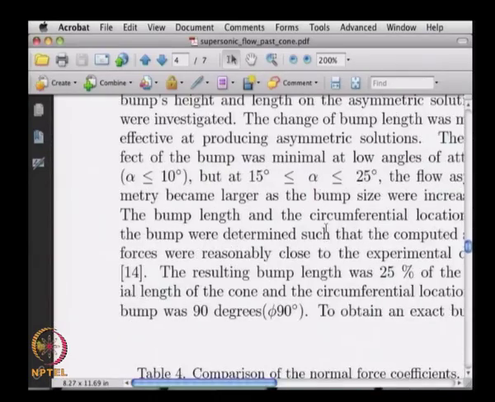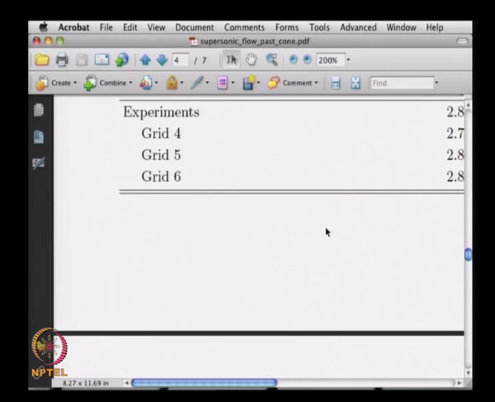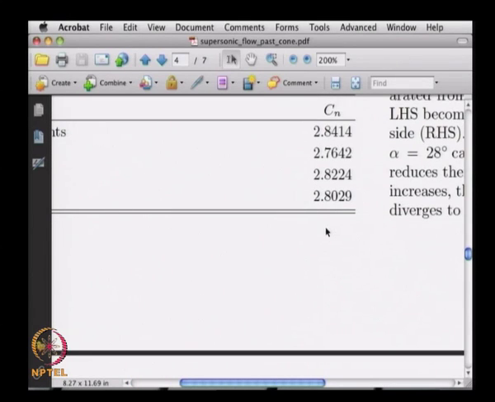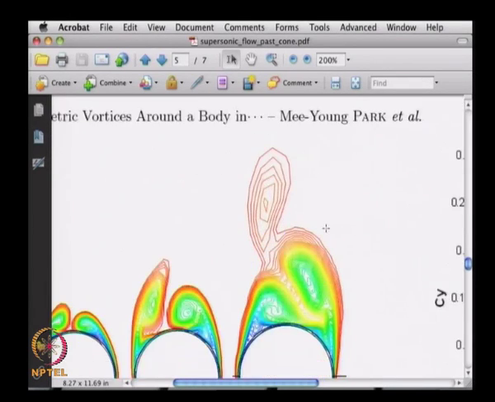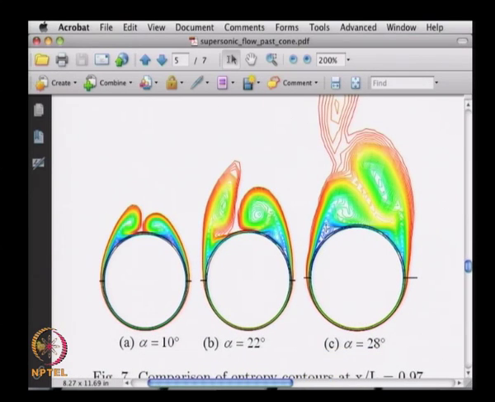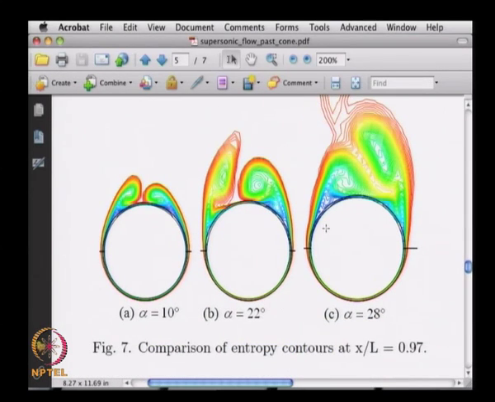Let us go and look at some. They have some real nice ones. This is the one I think all of you will like: a comparison of entropy contours at x by L equal to 0.97, for different angles of attack. It's a very interesting picture, isn't it?